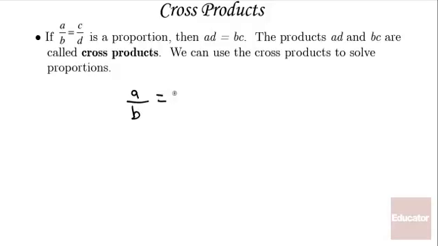Looking at the proportion A over B equals C over D, cross multiplying means that you multiply the denominator of one of the terms times the numerator of the other, and you do the same thing on the other side. The denominator of the right term times the numerator of the left term. That will give A times D equals B times C. This is a quick and easy way to solve many equations involving proportions.